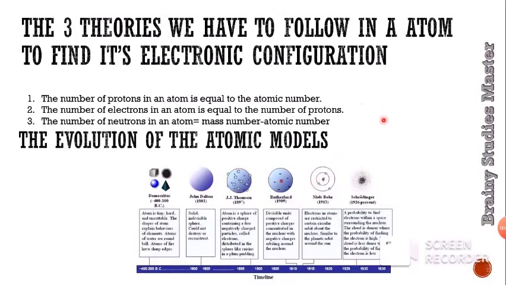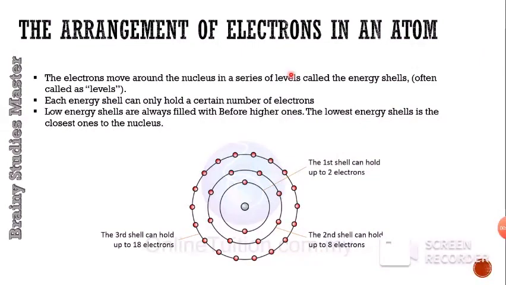I'll come to that later. So this is the arrangement of electrons in an atom. This is to show how the electrons in an atom are arranged. The electrons move around the nucleus in a series of levels called the energy shells.